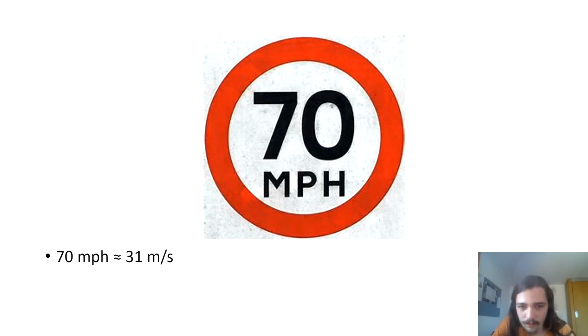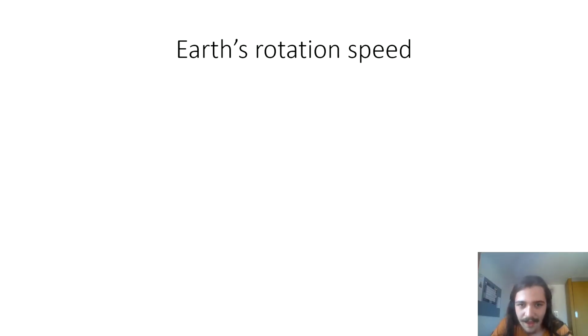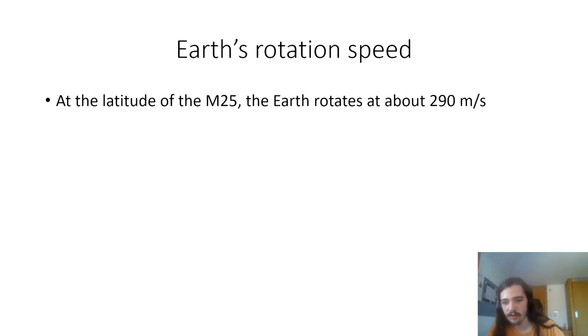Well, that's all very well until we remember this. The Earth is rotating, and at the latitude of the M25, you're completing a circle all the way around the North Pole every day. And so the Earth's rotation speed at this latitude is about 290 meters per second. So this means that our speed will actually not be 31 meters per second or 290 meters per second. Like, the actual speed you're going along the road is almost irrelevant.